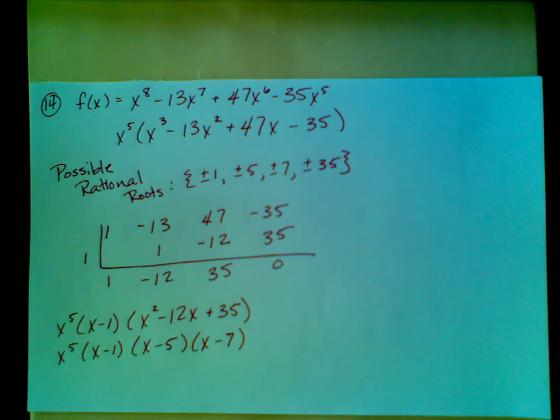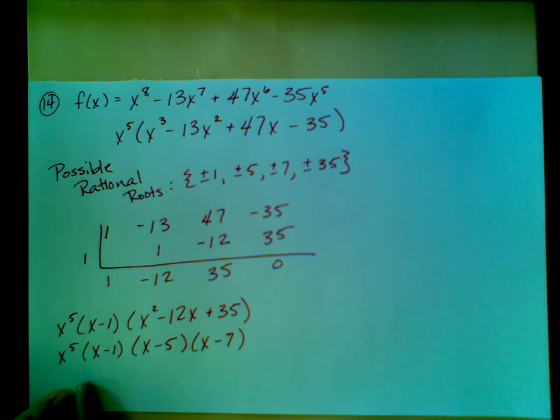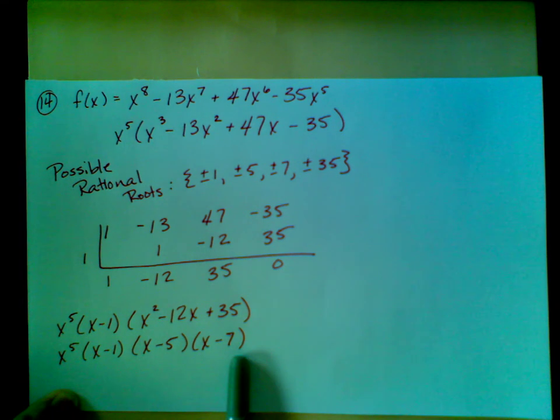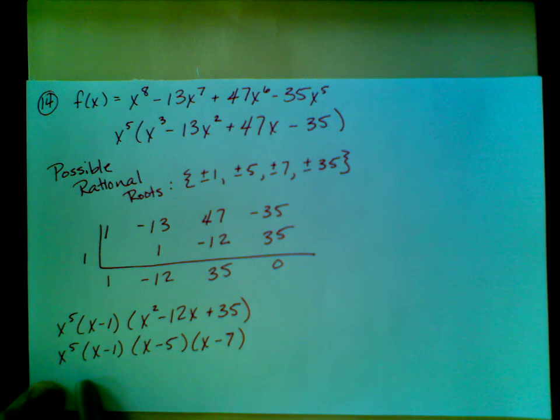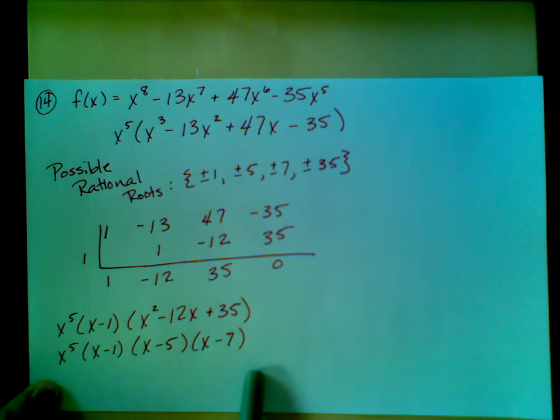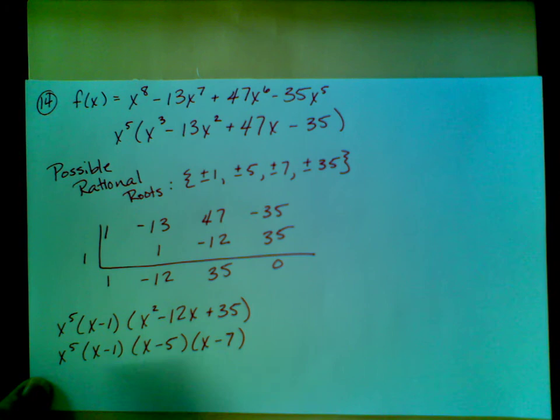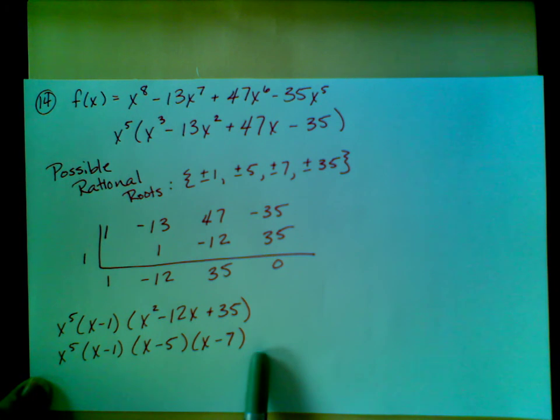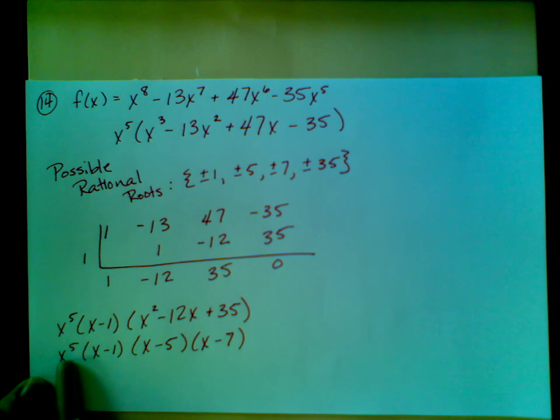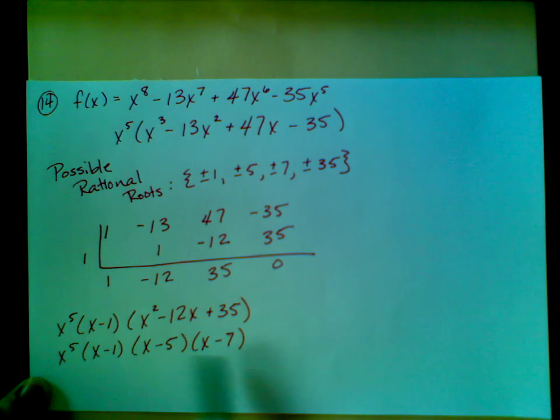I hope that helps with just having some additional factoring examples to look at. Again, you really should be very aware of the close relationship between factoring a polynomial and finding the roots or the zeros of the polynomial function. Now that I have it factored, it's easy for me to see that my roots are 0 with a multiplicity of 5, 1, 5, and 7.